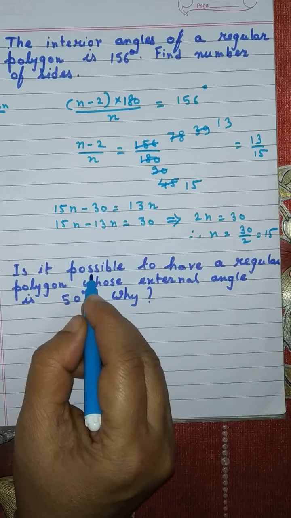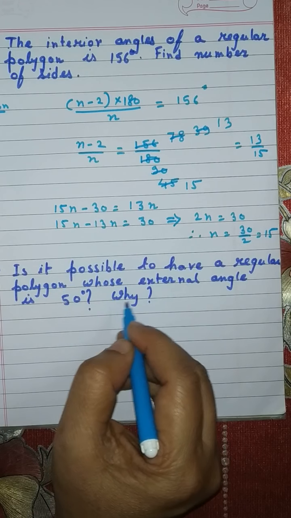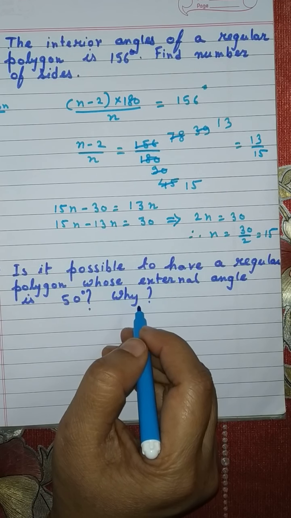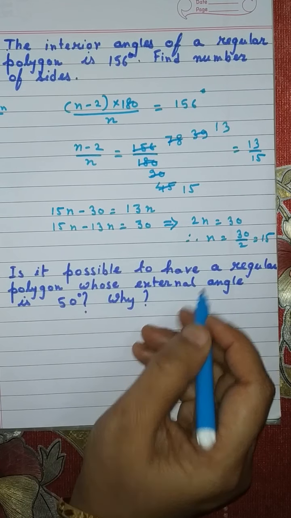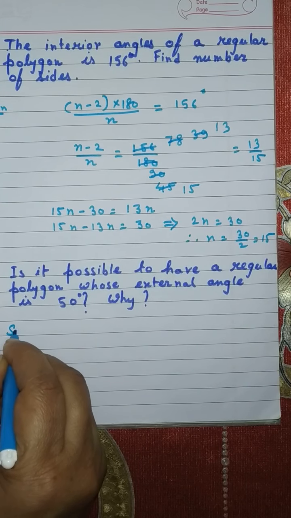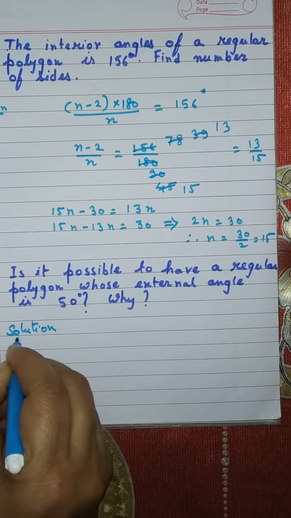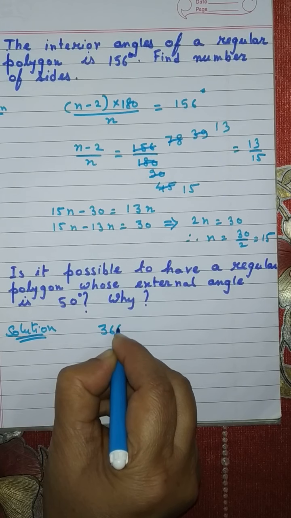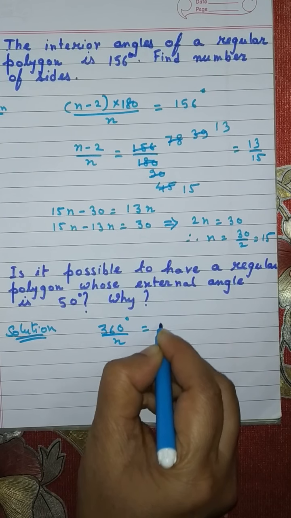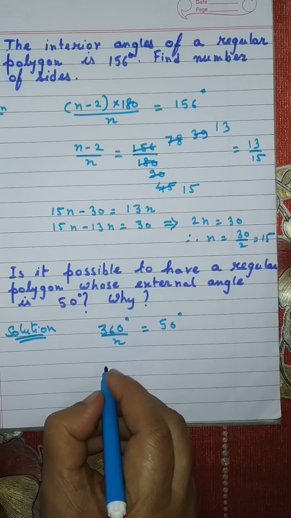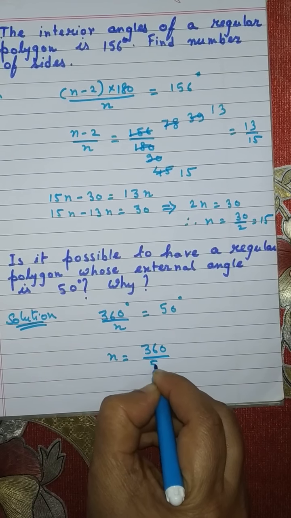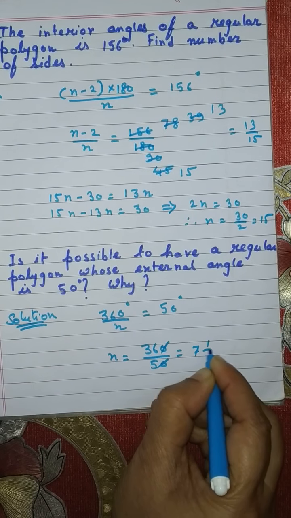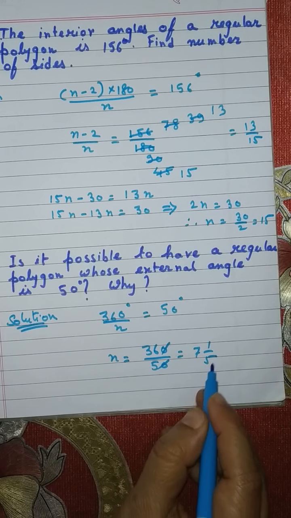Another question. Is it possible to have a regular polygon whose exterior angle is 50 degrees? Why? Means you have to justify your answer. A regular polygon whose exterior angle. So each exterior angle, what is the formula? The formula is 360 upon n. Each exterior angle is equal to 360 upon n. That is equal to 50 degrees. So n, the number of sides, is 360 upon 50, 36 upon 5, which we can write as 7 complete 1 by 5.